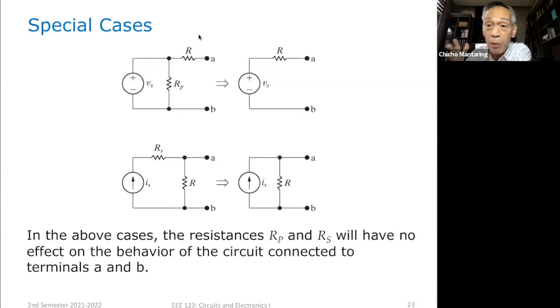So for the purpose of circuit analysis, no, if we're only interested in the behavior of the circuit dito sa A at saka B, I can take this out and I can take this out. Pwede ko siyang tanggalin.